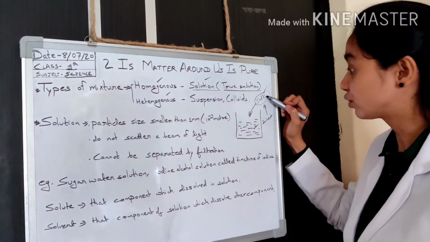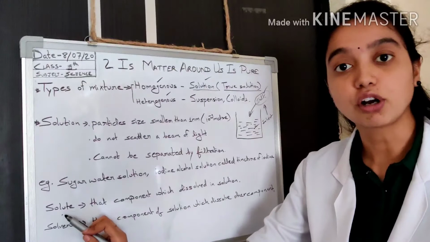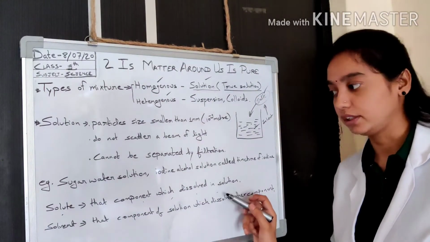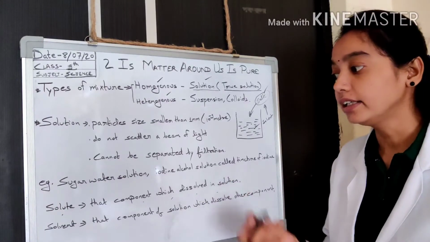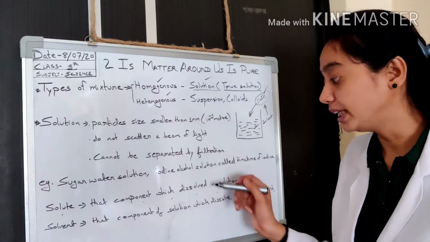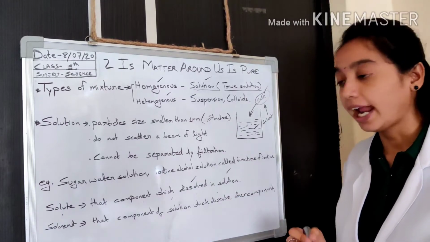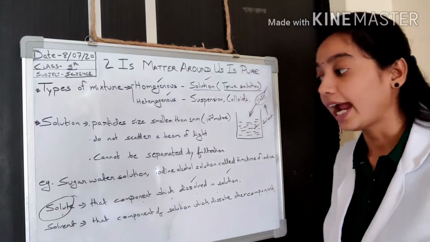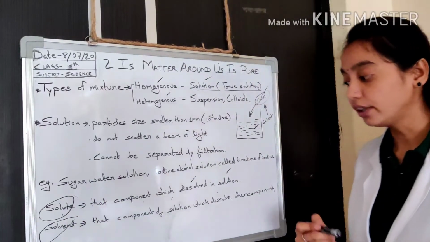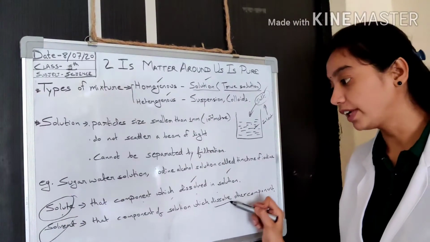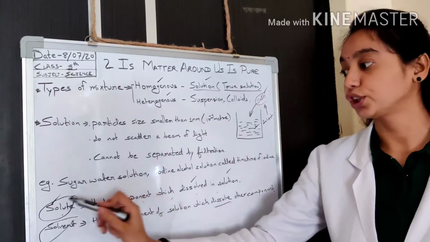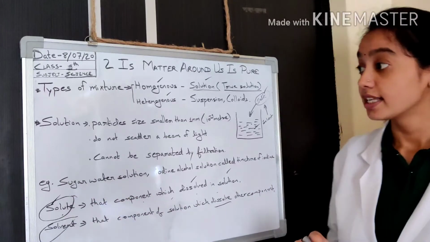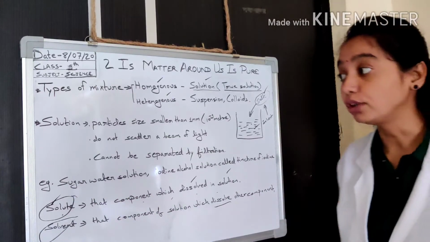So this salt is called the solute. That component in the solution which gets dissolved and disappears is called the solute. And what is the solvent? That component of the solution which dissolves the other component, which dissolves sugar or salt, called the solute, in itself. Okay, so this is a solution.